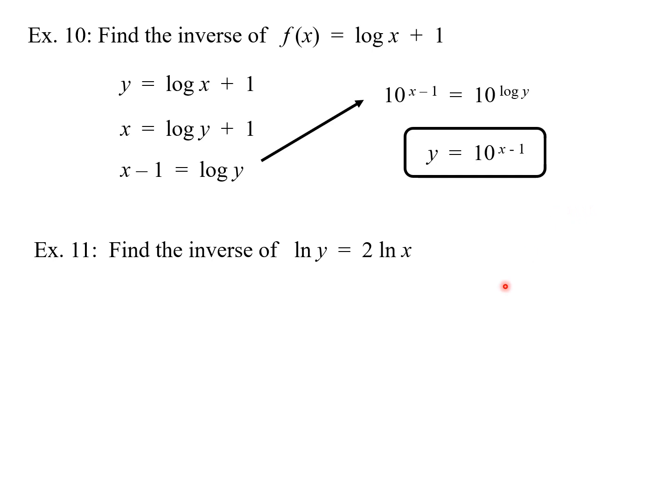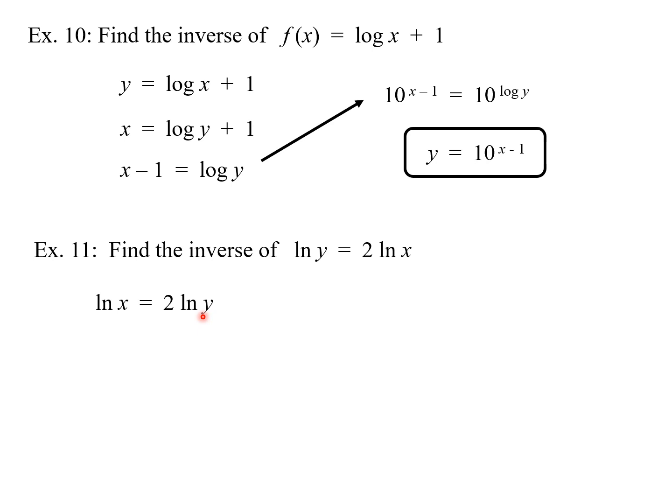As a final example, let's find the inverse of this. The natural log of y is equal to 2 times the natural log of x. Right? So y is already written in there. So now let's just switch them. Okay. And then solve for y.